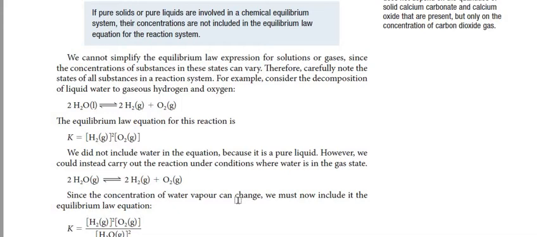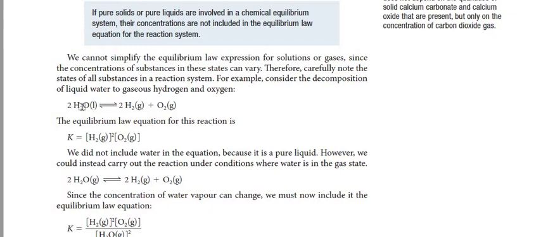Therefore, carefully note the states of all substances in a reaction system. For example, consider the decomposition of liquid water to gaseous hydrogen and oxygen. So 2H2O gives 2H2 plus O2. The equilibrium law equation for this reaction is [H2] to the power of 2 times [O2]. Why? Because here on the left hand side we have liquid and we don't write it for liquid. So we didn't include water in the equation because it is a pure liquid.